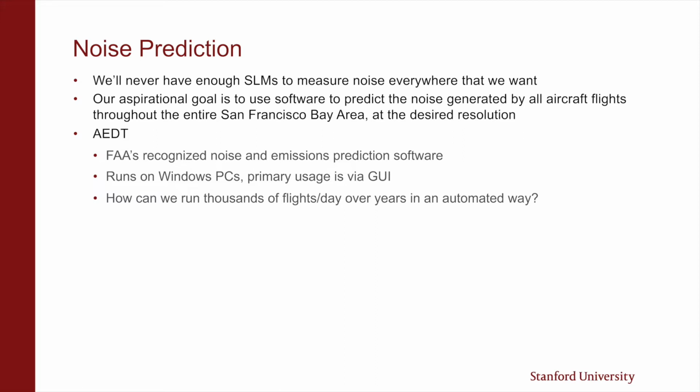We'll never have enough sound level monitors to measure noise everywhere that we'd like to. Our aspirational goal is to use software to predict the noise generated by all aircraft flights throughout the entire San Francisco Bay Area at the desired resolution. The FAA's recognized noise and emissions prediction software is AEDT. It runs on Windows PCs, and its primary usage model is via a graphical user interface. How can we run thousands of flights per day over many years in an automated way?